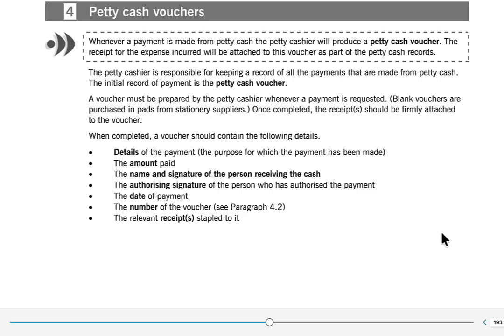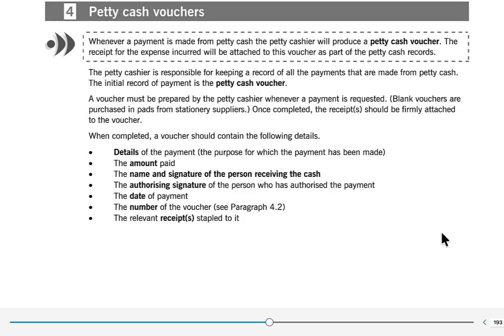Never write something too general like miscellaneous. 2. The amount paid. This is the exact amount of cash given out. It should match the receipt. If the receipt says $82.56, the voucher must say the same. 3. The name of the person receiving the cash. This is the person who took the money. It might be an employee or it might be a supplier.